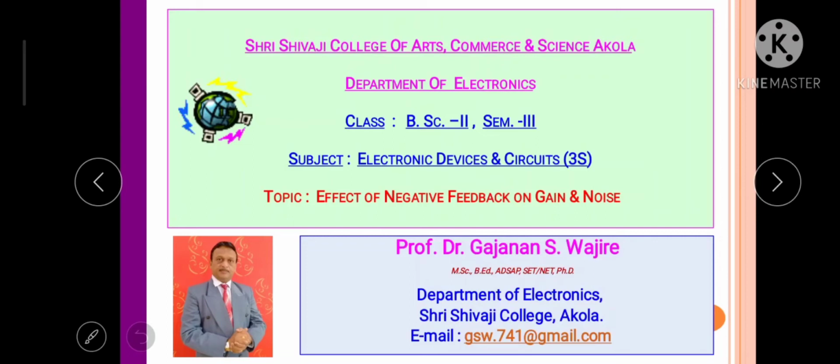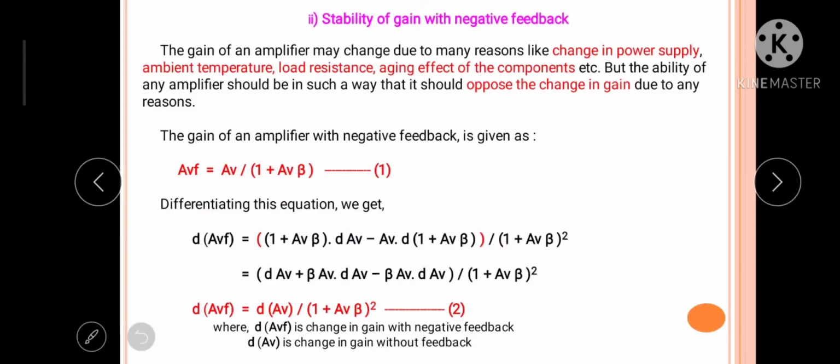Today's topic of lecture is effect of negative feedback on gain and noise. Friends, already we have discussed various advantages of negative feedback. Today, we will discuss in detail about the stability of gain with negative feedback. In other words, we will discuss the effect of negative feedback on stability of gain.